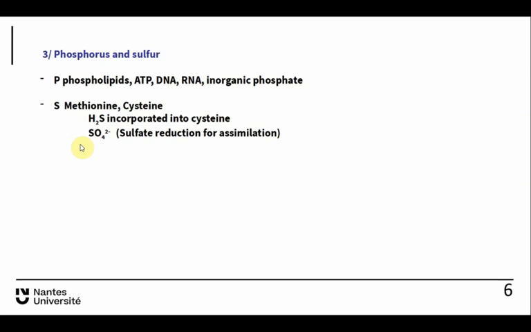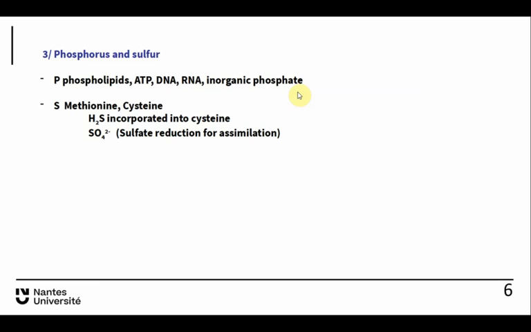Organic molecules also have phosphorus and sulfur. Phosphorus is essential for nucleic acids, right? And sulfur is essential for cysteine, the amino acid, and also some important enzyme cofactors. So phosphorus, if it's present in phospholipids, DNA, RNA, can be incorporated by bacteria, and all bacteria can incorporate inorganic phosphate.